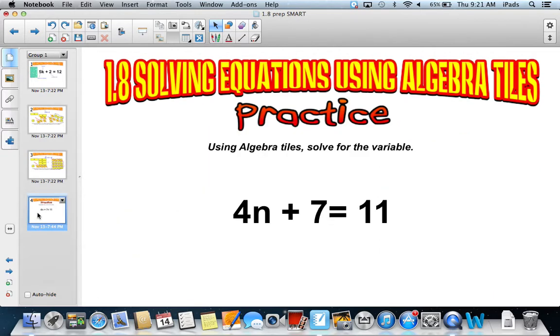I'd like you to give this practice question a try using algebra tiles. Solve for the variable. 4n plus 7 equals 11. I do want you to draw out n's and individual tiles for the 7 and the 11. 4n plus 7 equals 11. Solve that using algebra tiles, please.